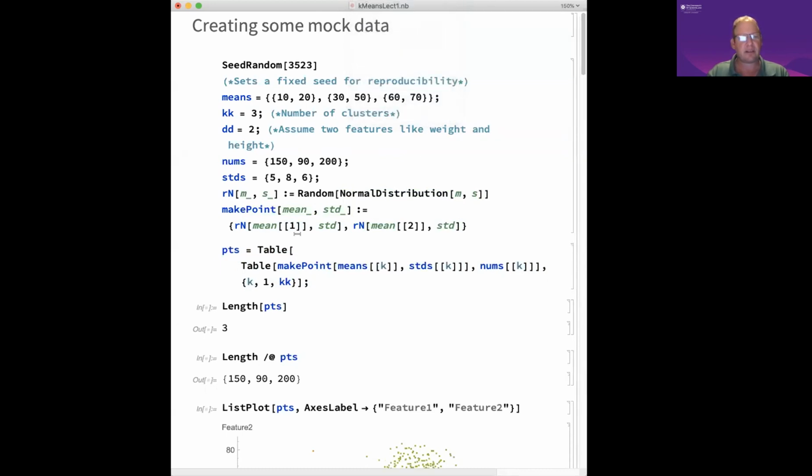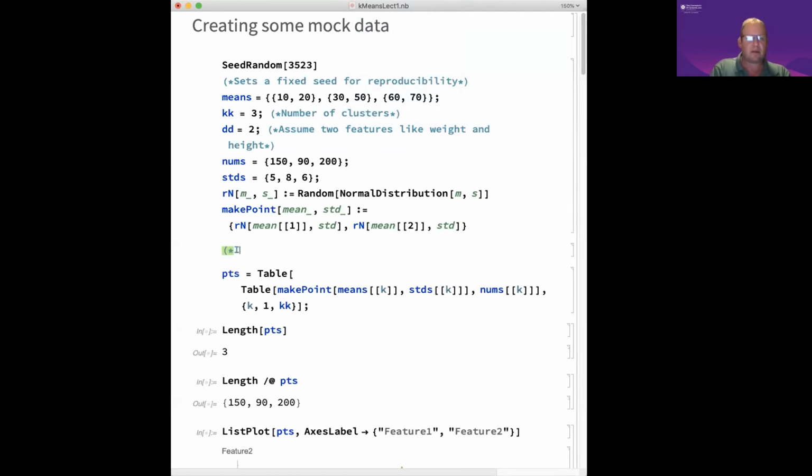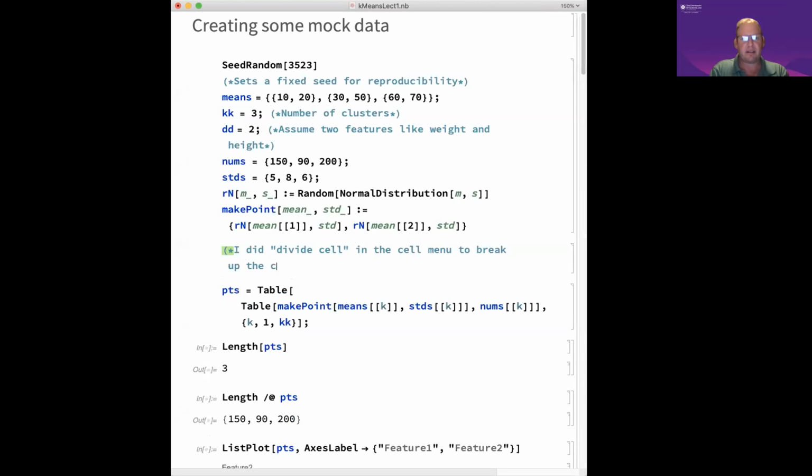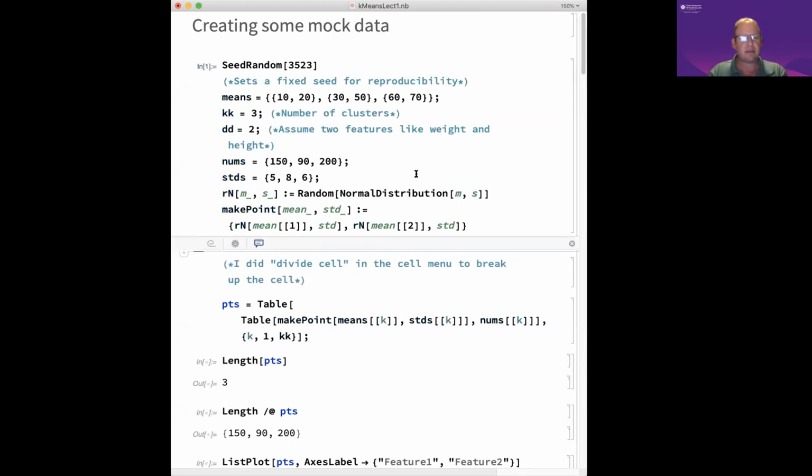Okay, so I did divide cell from the menu to break up the cell. Now I can run this cell above, Shift Enter, ran it. There was no output, but it defined these functions.